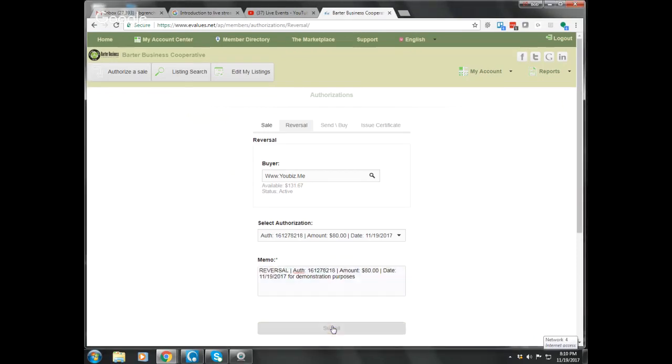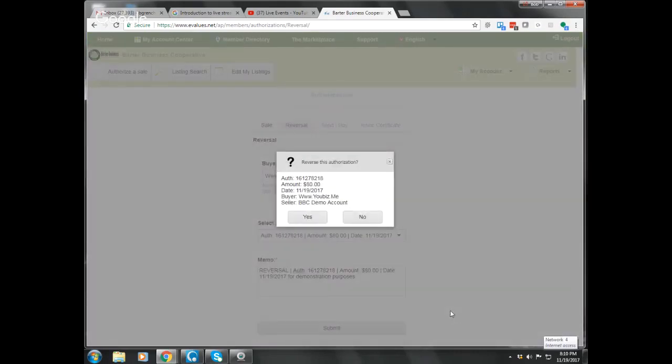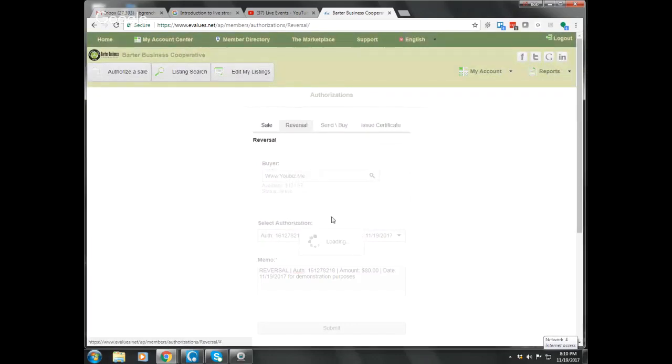So now that we've submitted this reverse authorization, this is within the hands of the seller to both process a trade as well as to reverse that trade. And of course, your broker can actually do so too if there's any need of help in processing a trade.